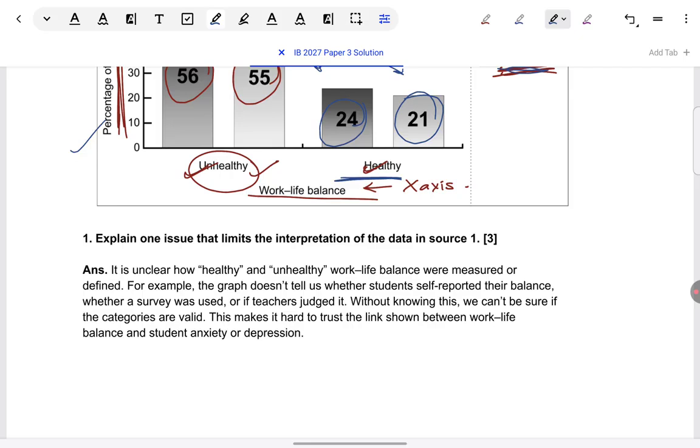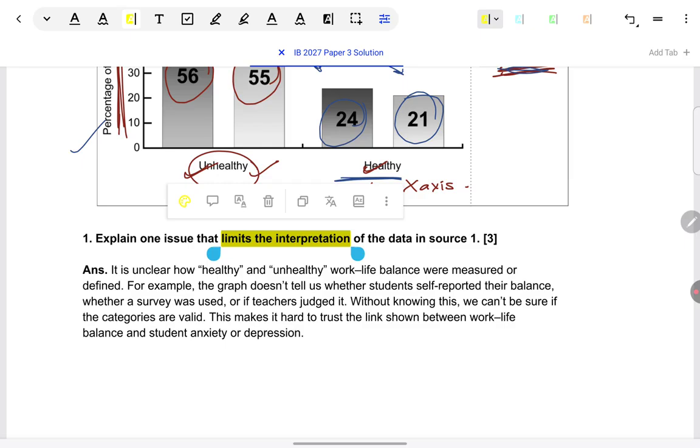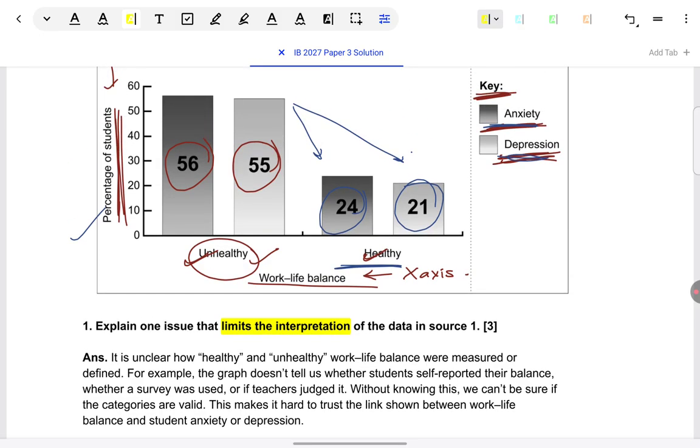Now, what is the question here? This is a semi-static question, in the sense that the question is always going to be about what limits the interpretation of the source. We can call it semi-static because the title and the source, exactly the graph, differ in every paper, but the question is going to be worded in the same way. Now, there are many things which can limit the interpretation of data, as you must have learned in your coursework. I can't get into all of it, but I can give you a few examples before we see the model answer.